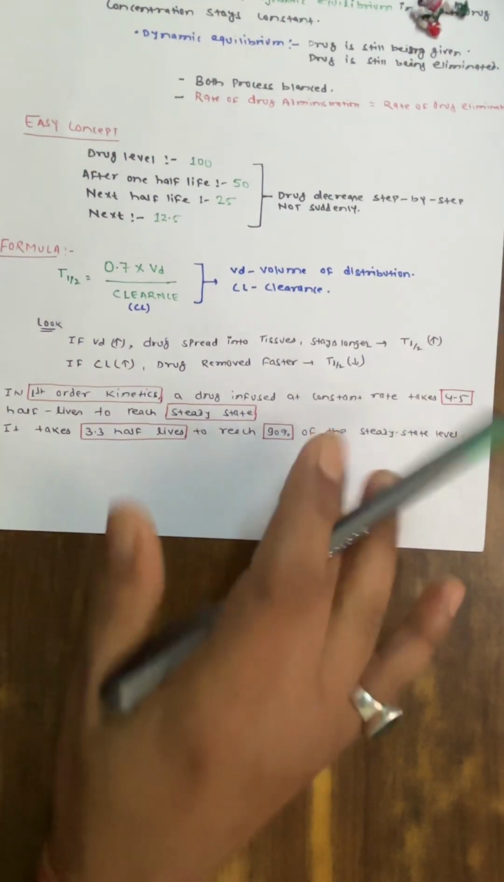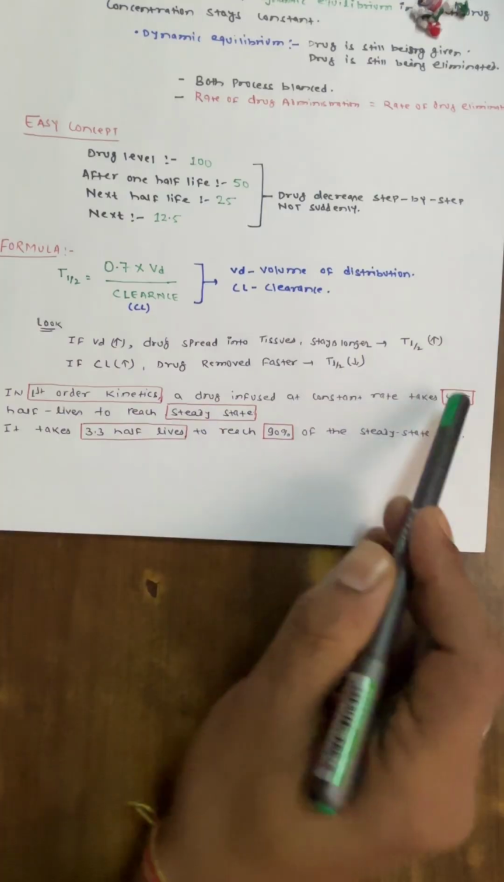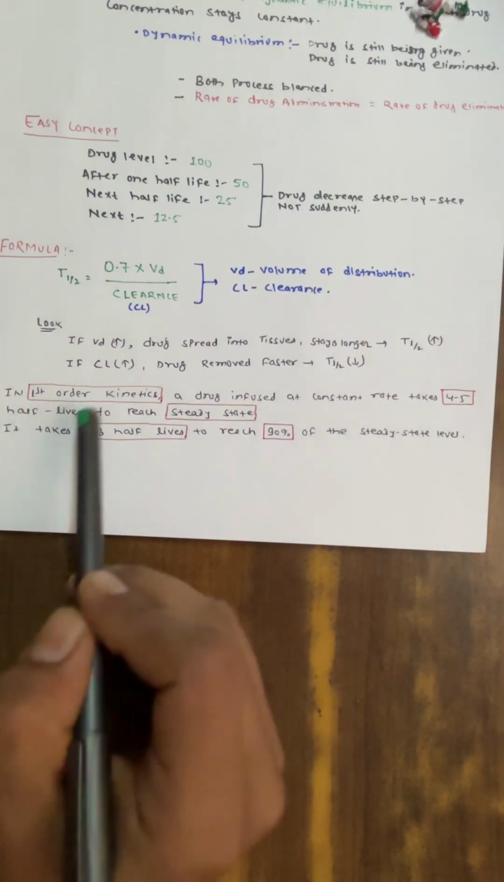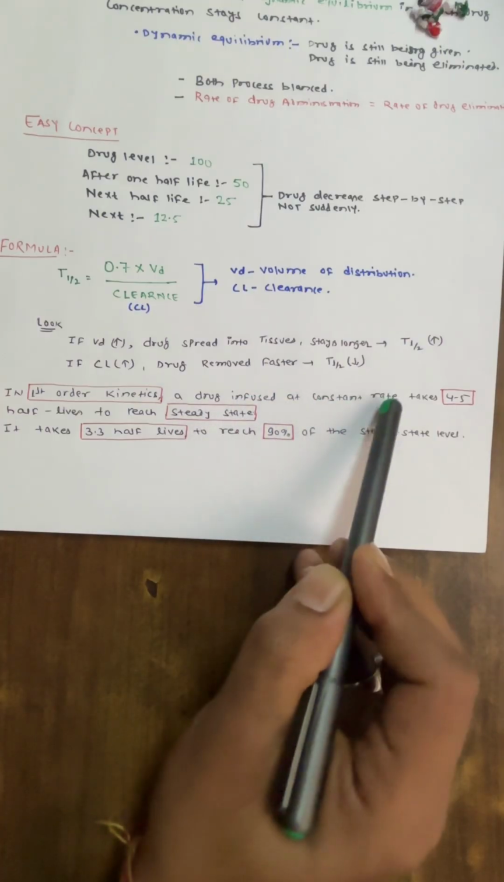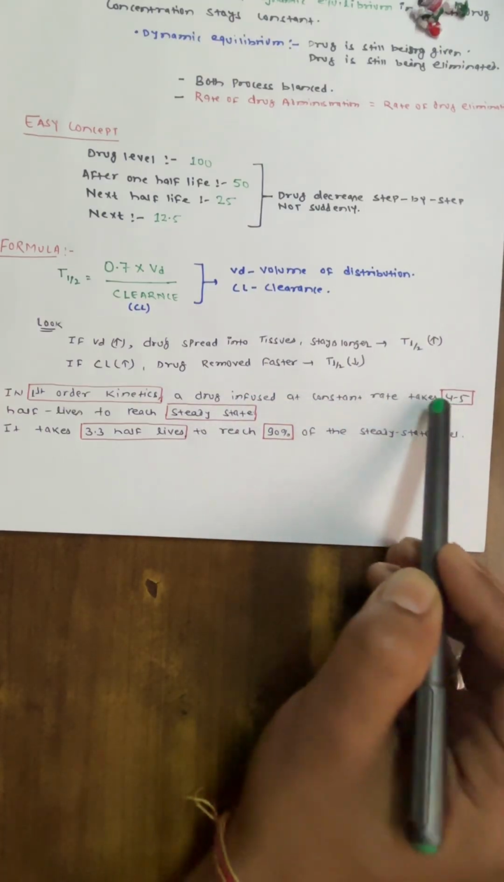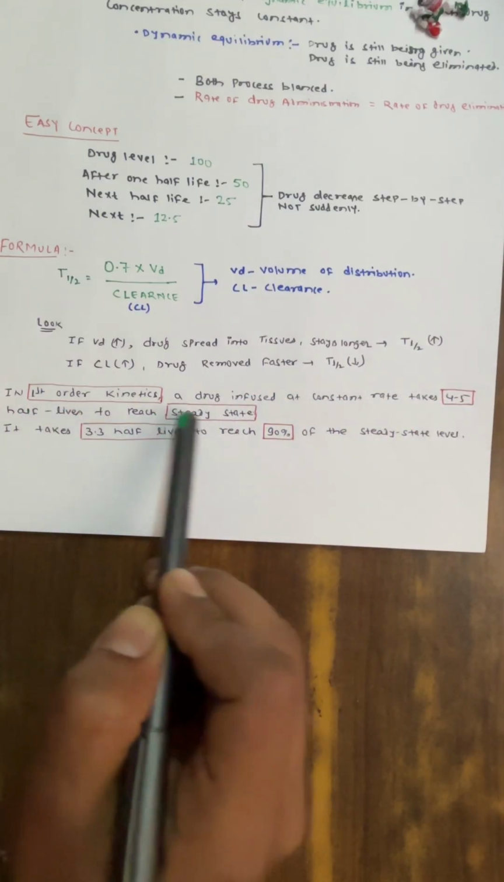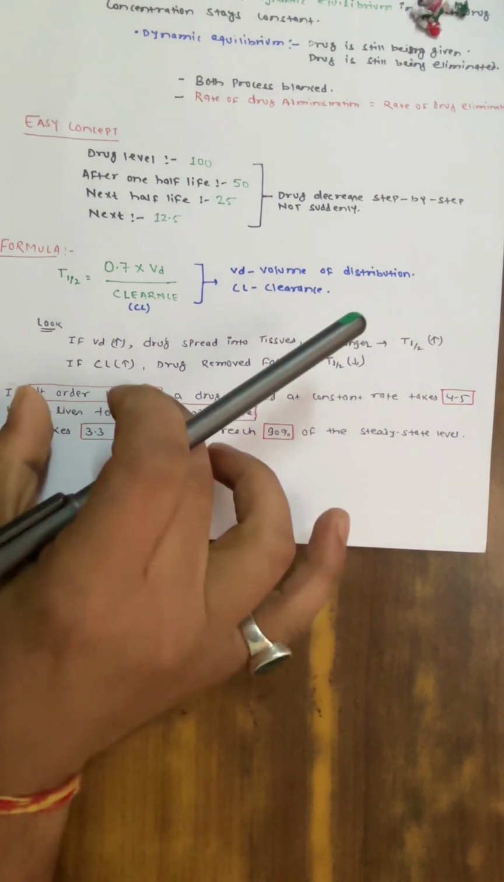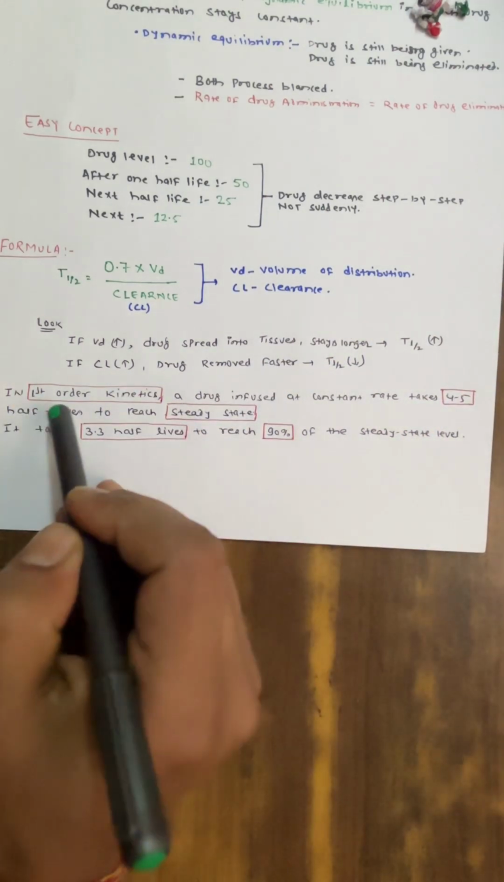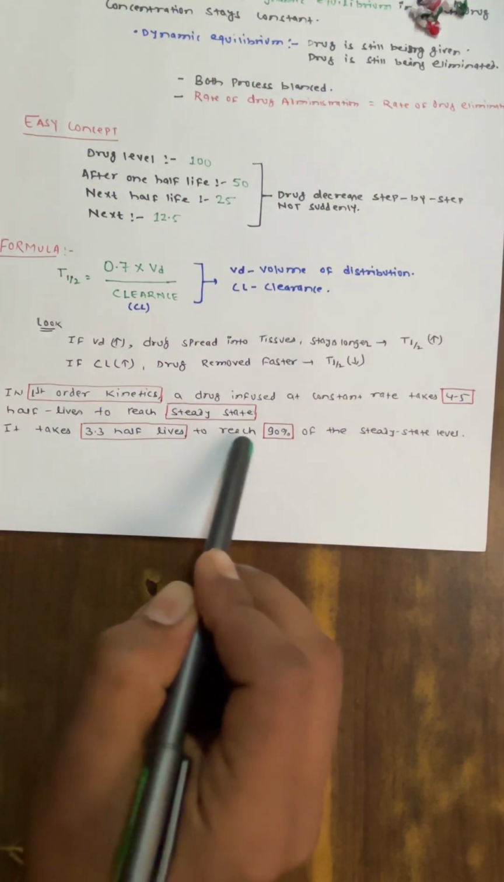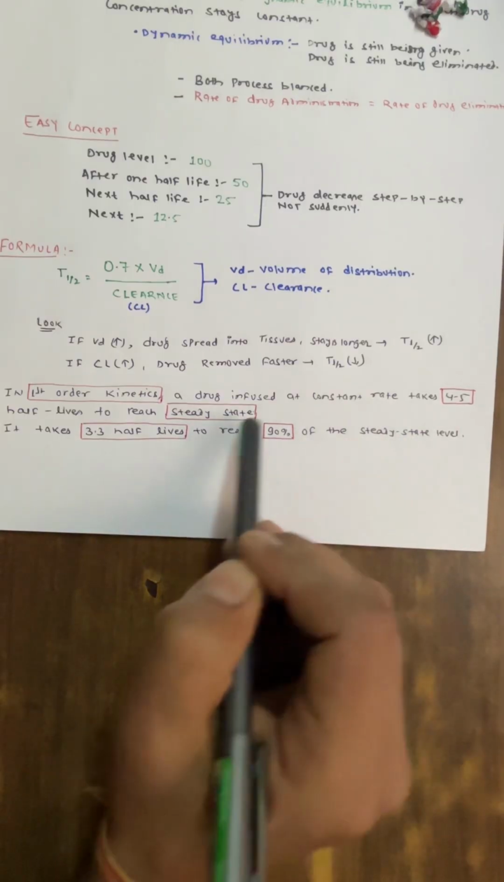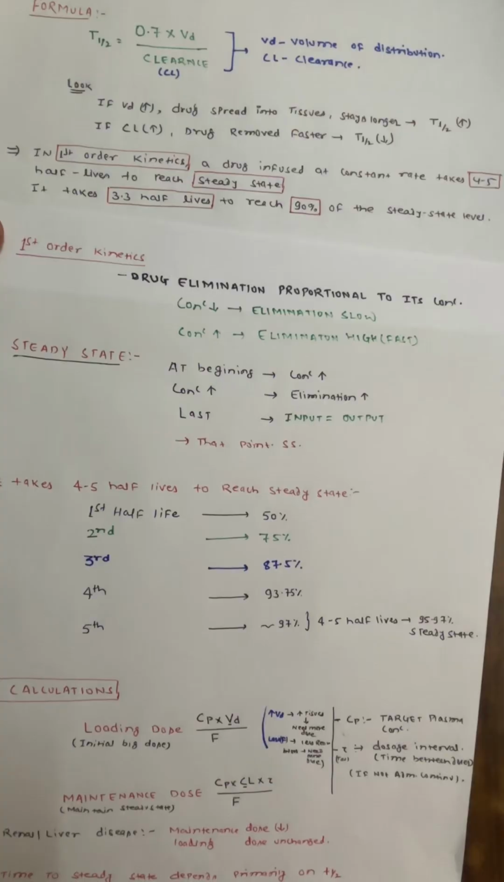Now let's learn these lines. Then we'll explain this line. In first order kinetics, a drug infused at a constant rate takes 4 to 5 half-lives to reach a steady state. So in first order kinetics it will take 4 to 5 half-lives to reach a steady state, this dynamic equilibrium, and it takes 3.3 half-lives to reach 90% of the steady state. So we'll try to learn this line on the next page.